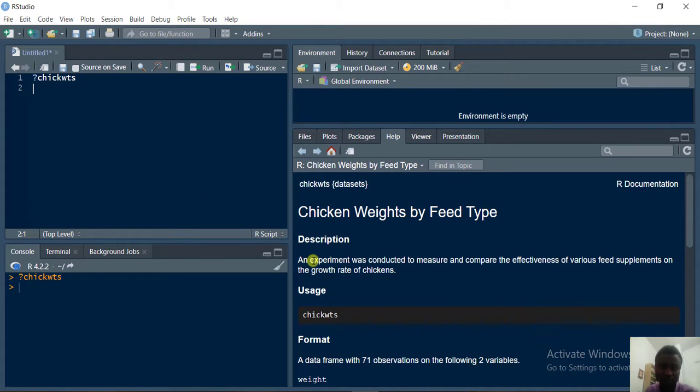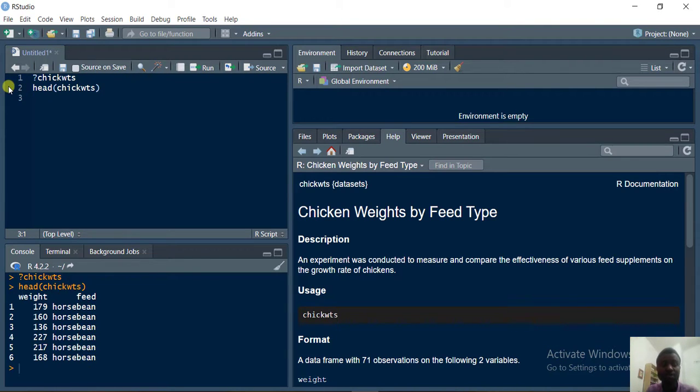So this data was collected from an experiment conducted to measure and compare the effectiveness of various feed supplements on the growth rate of chickens. So to see the first 6 observations in the data, we are going to use the head function, and the argument we are supplying would just be the name of the data set. So when you run this, you could see that we have printed on the console the first 6 observations with the names of each of the variables that we have here.